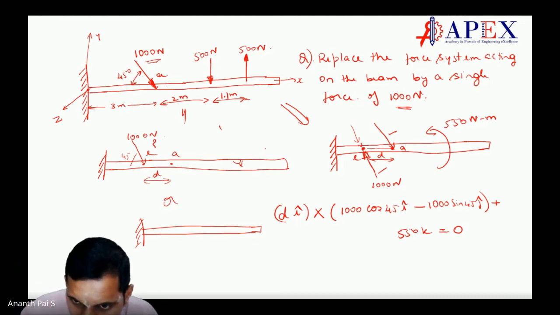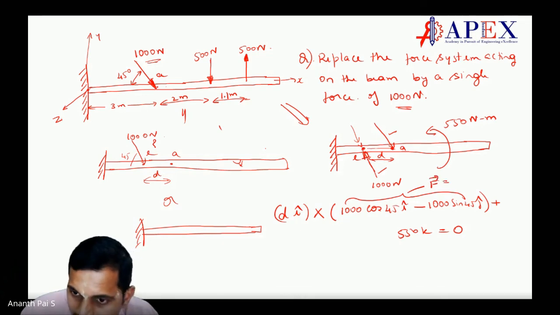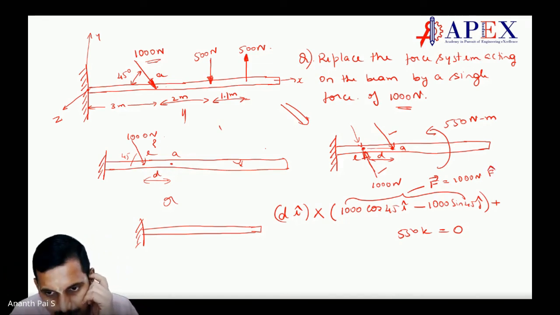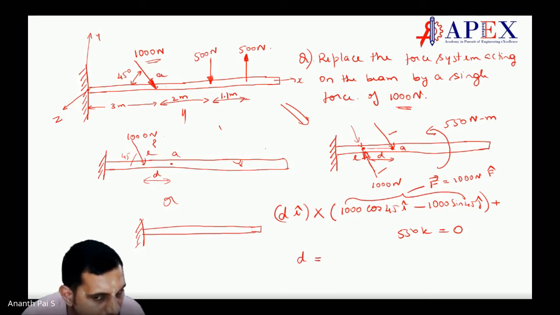What is this? This one is the force which is acting, which is 1000 Newton magnitude force. Correct? Correct, students? Hello. Yes, sir. Okay, so D crossed with this one plus 550K is equal to 0. Find out what D is. That's it. Any doubts here?